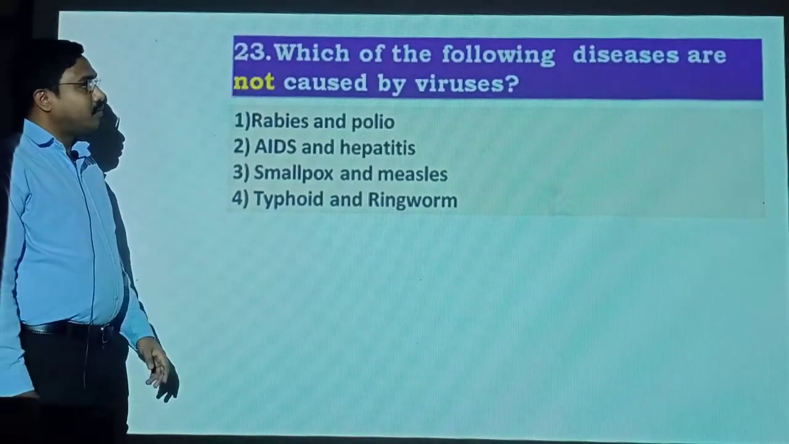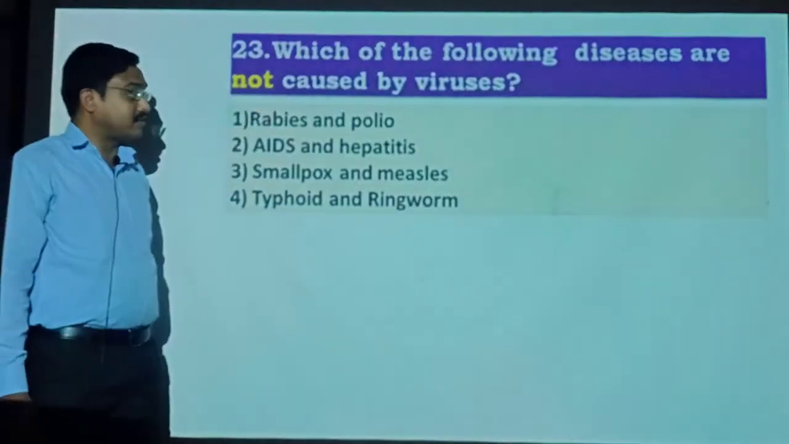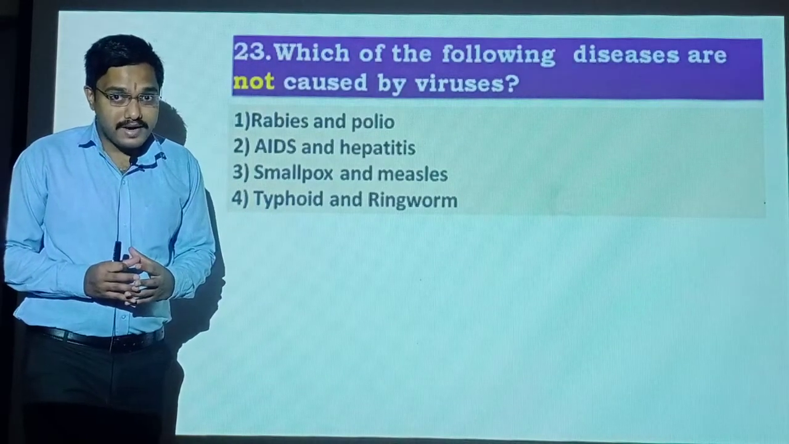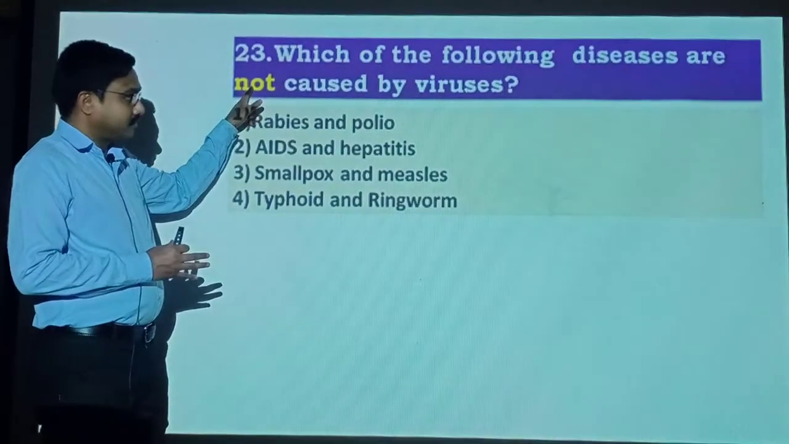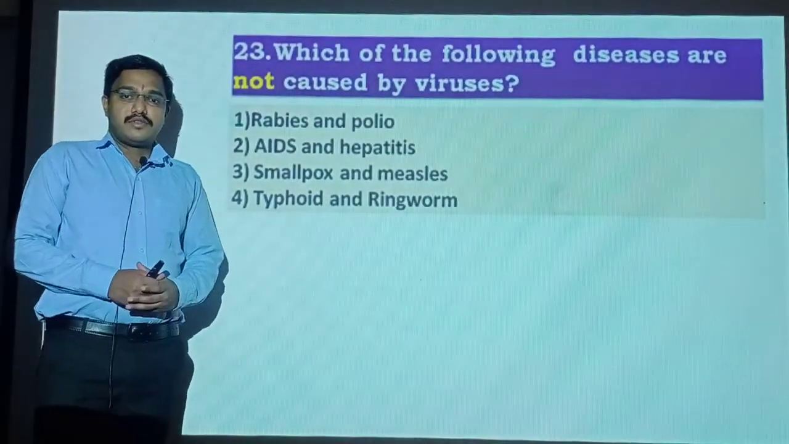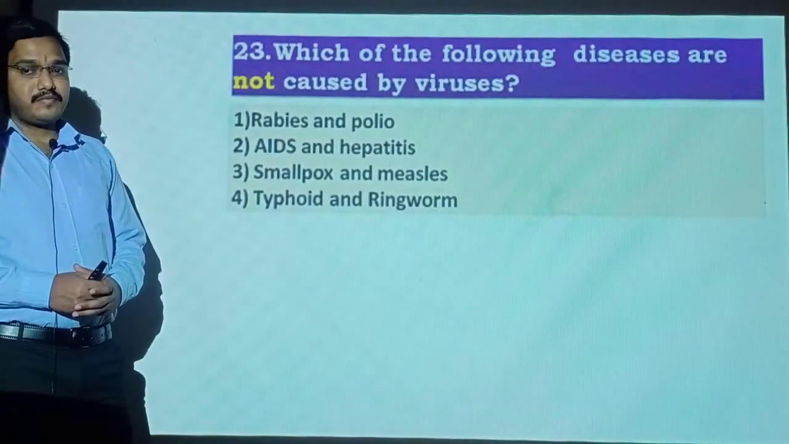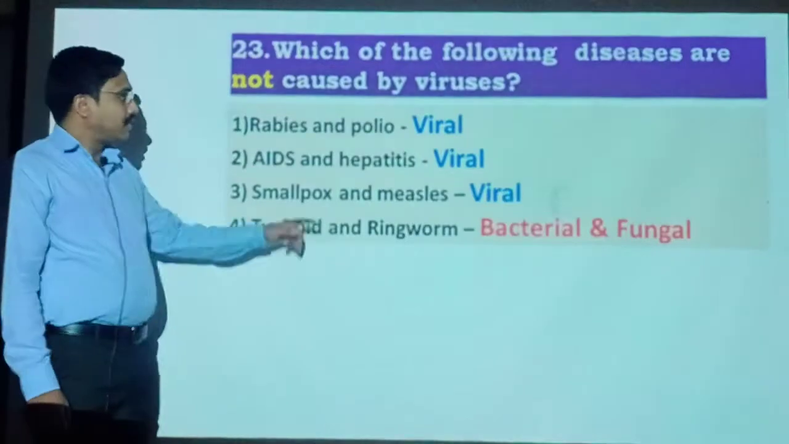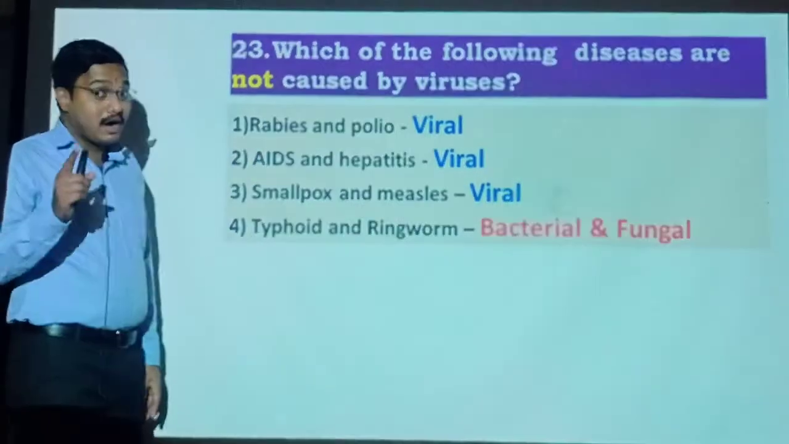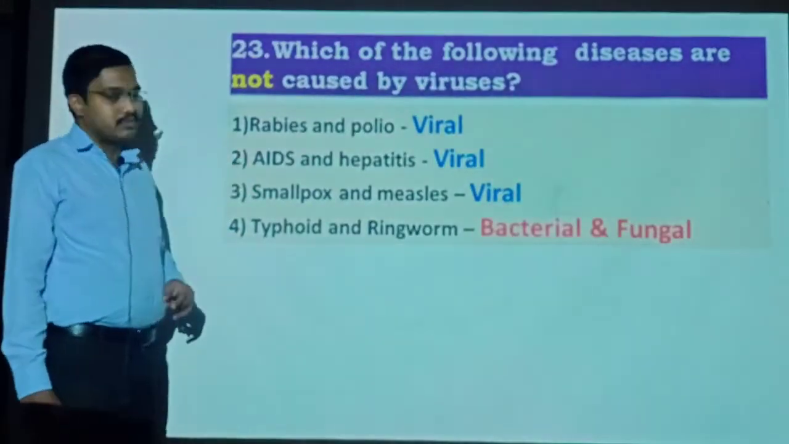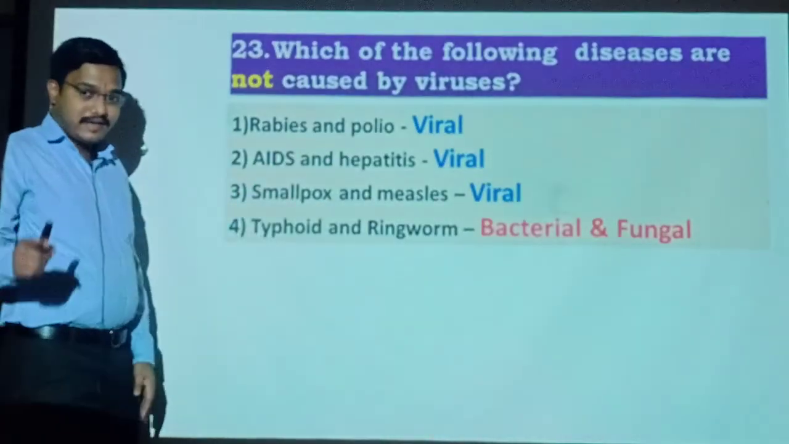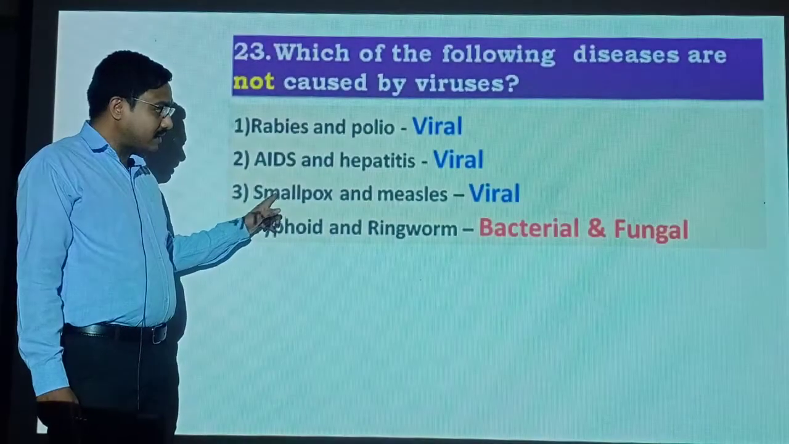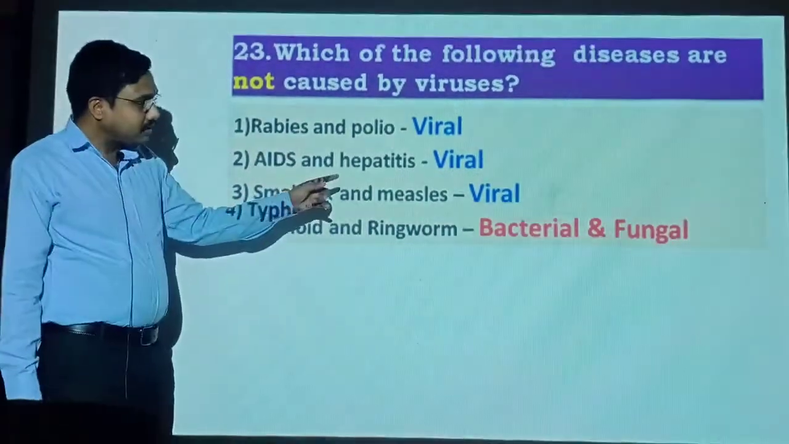Question number 23. Which of the following diseases are not caused by viruses? We have to select the diseases which are not caused by viruses. See the question carefully. Not. Once you see the options, now look here. Option 1, rabies and polio, both are viral diseases. Option 2, AIDS and hepatitis, both are viral diseases. Option 3, smallpox and measles, both are viral diseases.